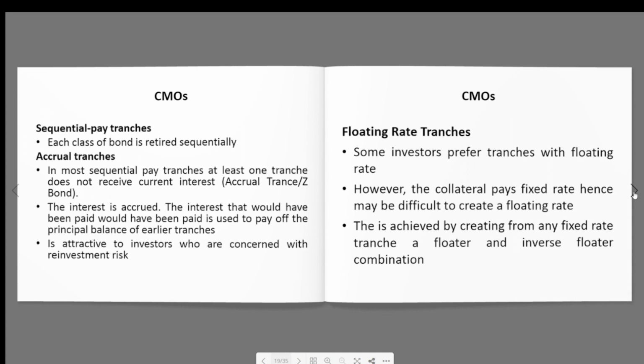Let's look at floating rate tranches. Some investors prefer tranches with floating rate. However, the collateral pays a fixed rate, hence it may be difficult to create a floating rate. This is achieved by creating, for many fixed rate tranches, a floater and inverse floater combination.